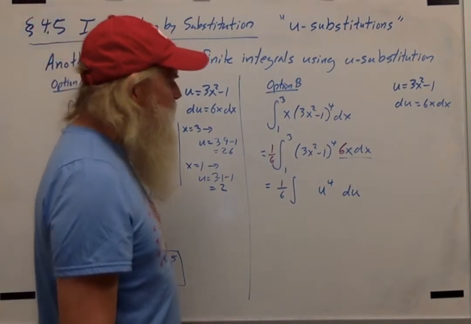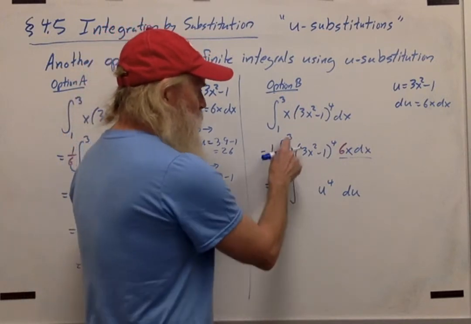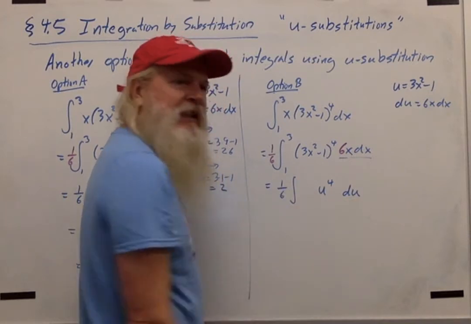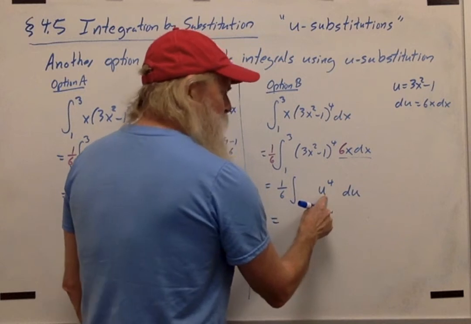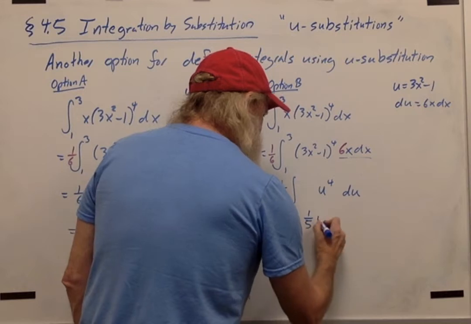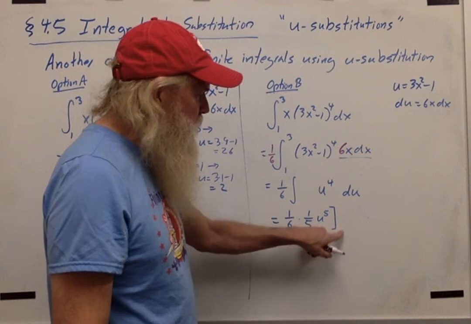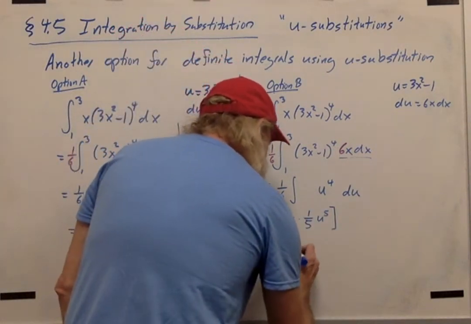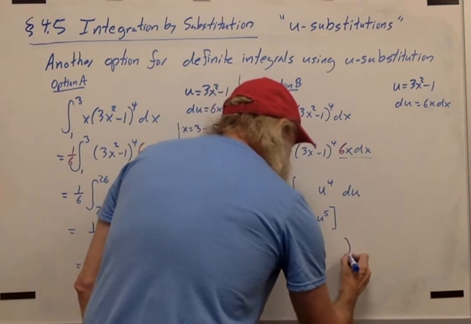What's going to be different about this method is I am not going to figure out the u endpoints, but I'm also not going to write 1 and 3. 1 and 3 are not the correct endpoints for u, so I'm just going to leave them blank for now. Now I find the antiderivative of u to the 4th, which is 1/5 u to the 5th. I'll write my bracket down, but I'm not going to put numbers on here because I don't know what the u's are. I didn't calculate them. So this gives me 1/30 of u to the 5th.